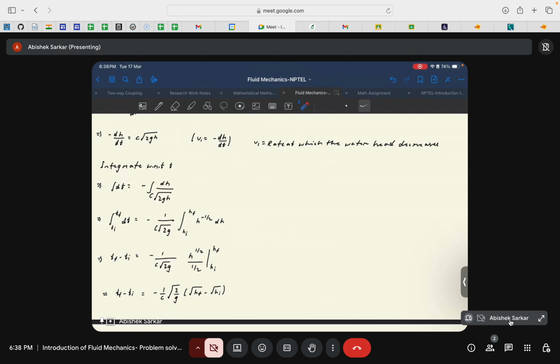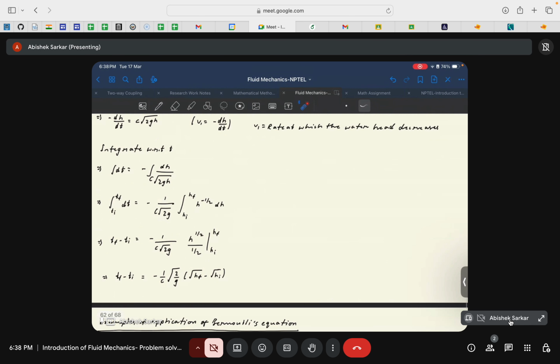Say after a certain instant of time, tf, the height of the water in the tank has reached a value of hf. In that case, you can have tf minus ti is equal to minus 1 by c times root 2g, times the integration of h to the power minus half from hi to hf. If you do it, you will get the final form of your equation.